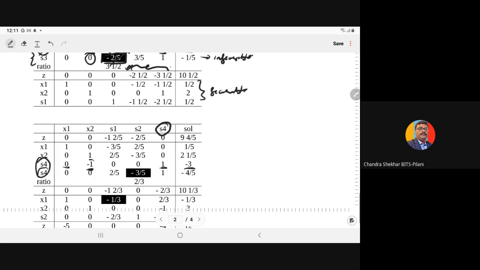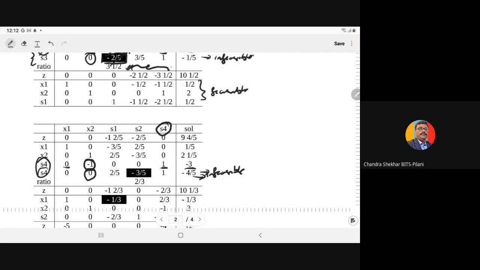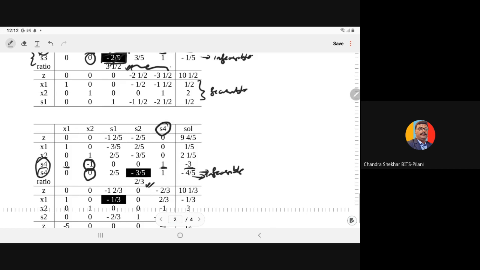Now again we have to make this 0, since x2 is the basic variable. So by the proper row operation we have made this a 0. Due to this, it will become infeasible. Already it is infeasible, but now again it is infeasible. So this will be the leaving variable. When we take the ratio, only one ratio is valid. So this is your pivot element, and we have to make the other entries 0.